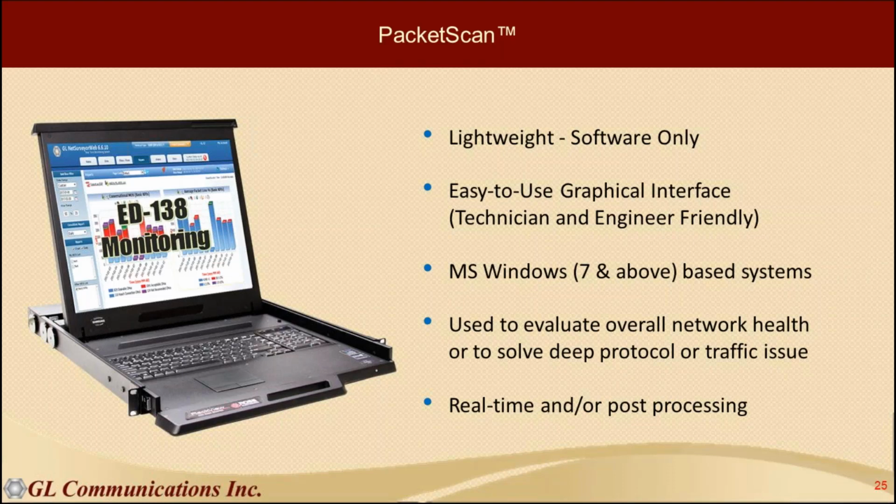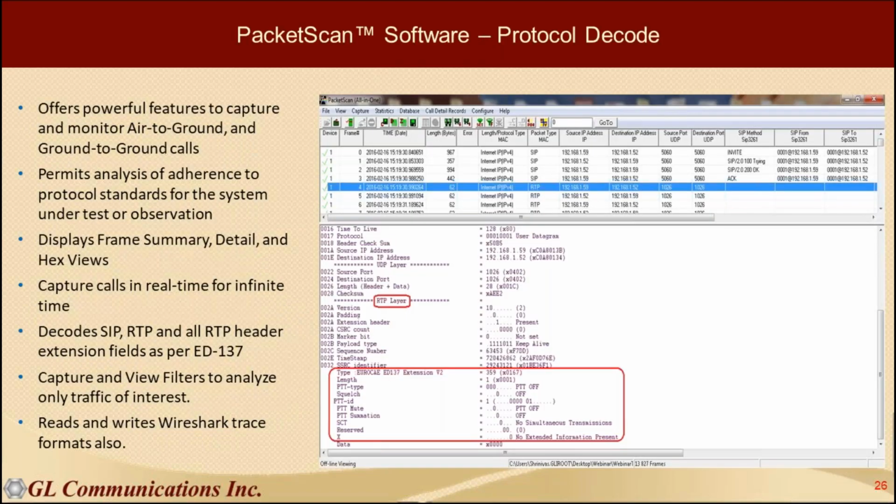Packet Scan is a lightweight software-only product, and it runs on the Windows platform. It is used to monitor overall network health and to solve deep protocol issues. For example, if there are any call failures, you may want to dig into the messages to see what has gone wrong. It can capture in real time for an infinite duration, and it can also process offline traces.